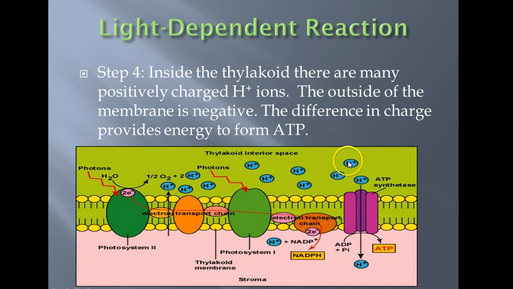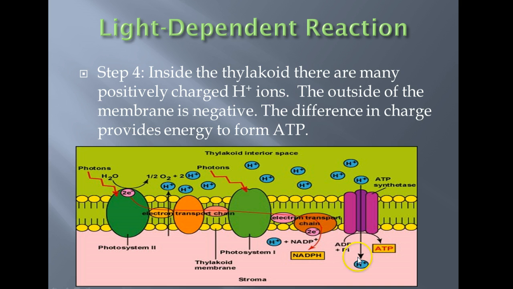Remember active transport, you guys, we have higher concentration going to a lower concentration, but it's not always that way. Sometimes we go from lower to higher. So this is usually what we call active transport. And we have this imbalance where we have a charge on one side and a different charge on the other, and that charge helps us add that phosphate, okay? That gives us the energy to create ATP.